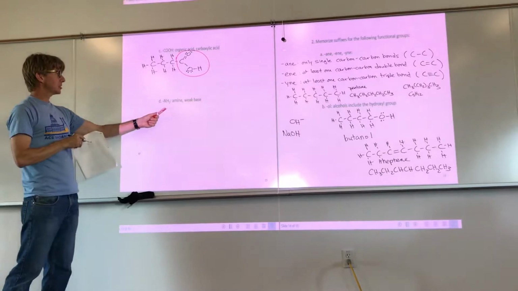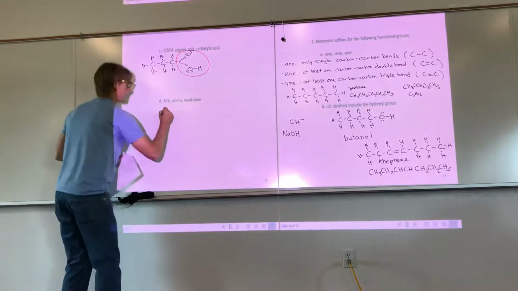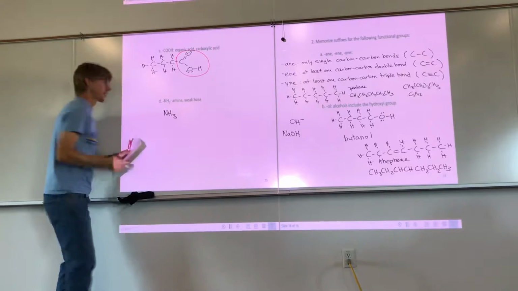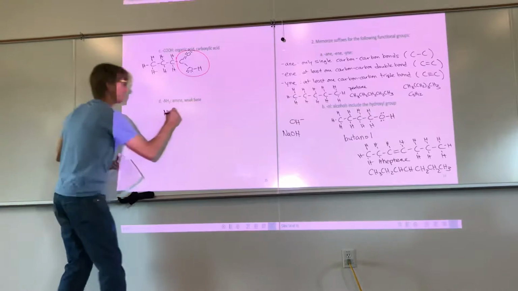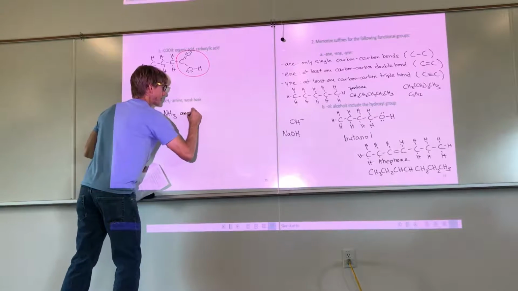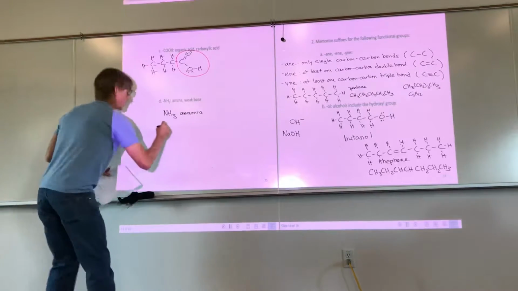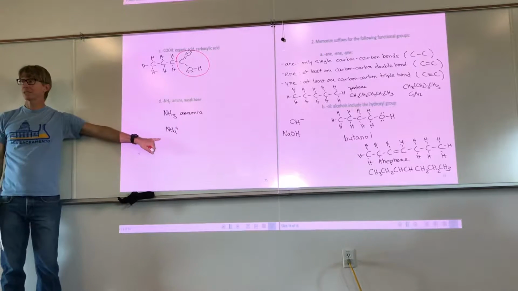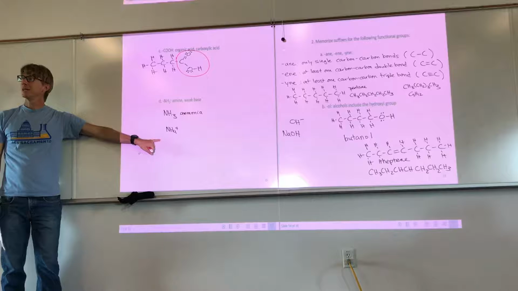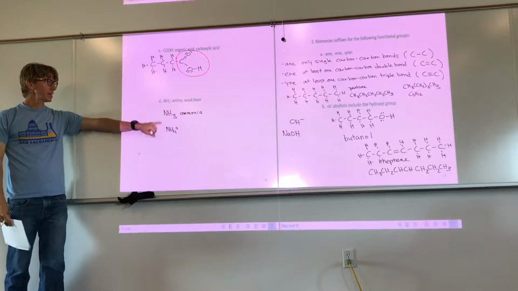acid. Next group, NH2, that's an amine group. Those will be weak bases. The one amine that you have to know for sure for exams is NH3. NH3 is ammonia. What's the name of NH4 plus? Ammonium. We talked about this a little this morning in discussion. We'll talk about it more.